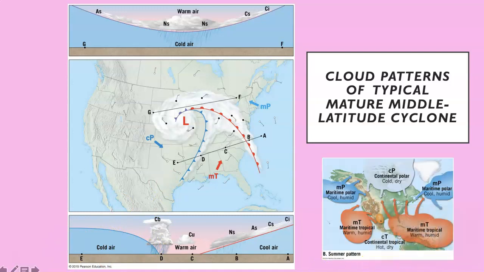This is just a reminder about these air masses I'm talking about. CP is coming down here. MT is coming up here. And so the cold front between them is located here. MP is up here, and so the warm front between these two is shown here.